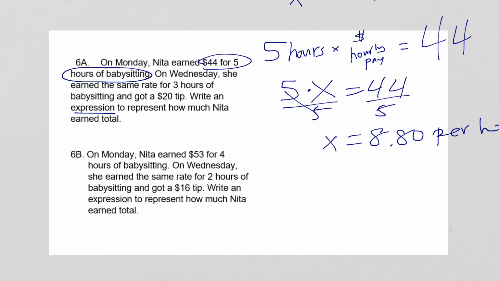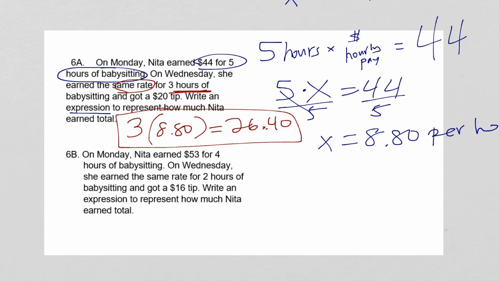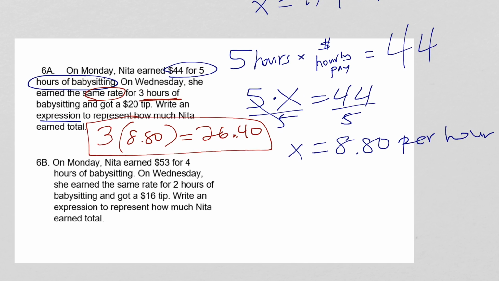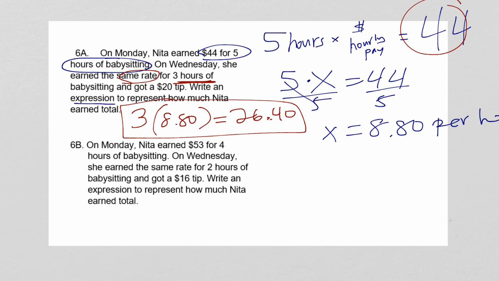If you read the problem, it tells you that on Wednesday, 2 days later, she works for 3 hours at the same rate. So for 3 hours, she got paid $8.80 times 3, which is equal to $26.40. Okay, so this is for the 3 hours. This is for the 5 hours. Then it says she got a tip.